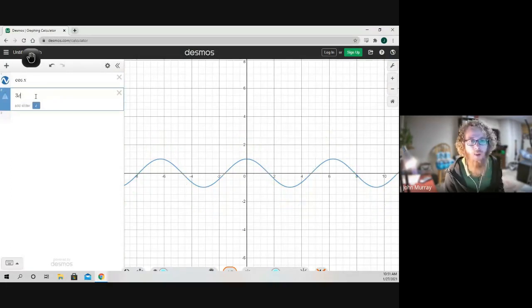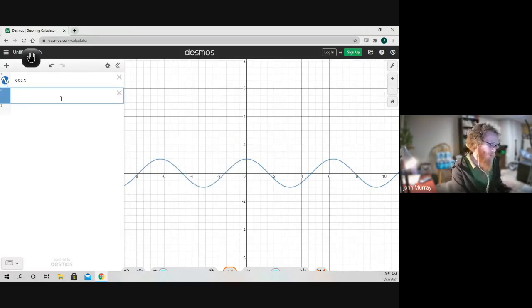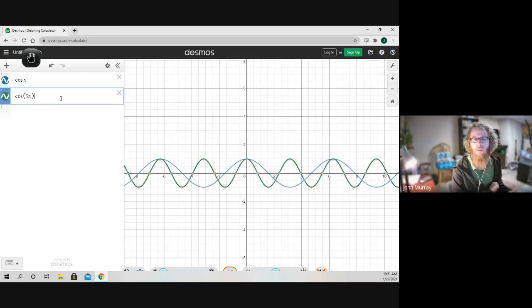All right, so let's do cosine again. So I'm going to leave the original cosine function there so we can see it. So now let's do cosine of 2x. What happens now is it's like an accordion, and we're pushing it together. Because I'm multiplying it by 2, it goes through its period at a quicker rate, right?